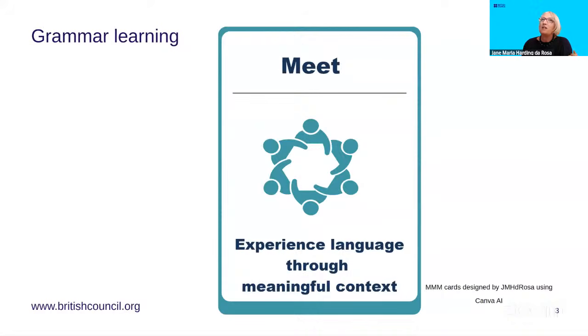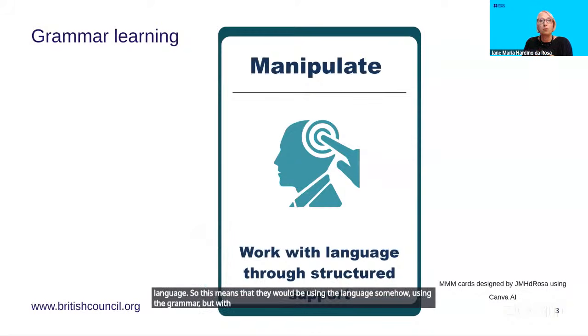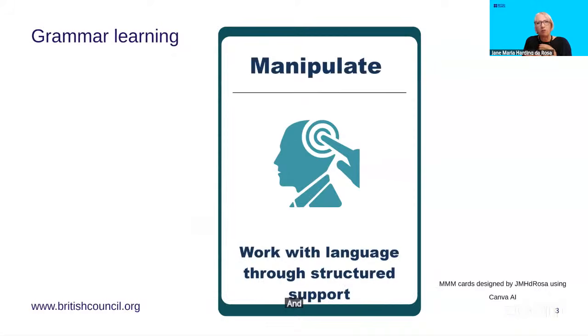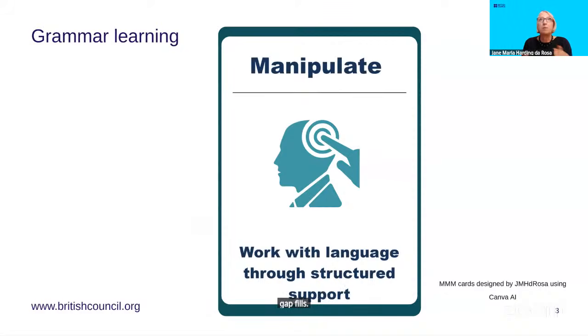Okay, so the next stage would be to go on and manipulate the language. So this means that they would be using the language somehow, using the grammar, but with support. And this is where the accuracy is developed a little bit. And the support might be gap fills, sentence stems, substitution tables.